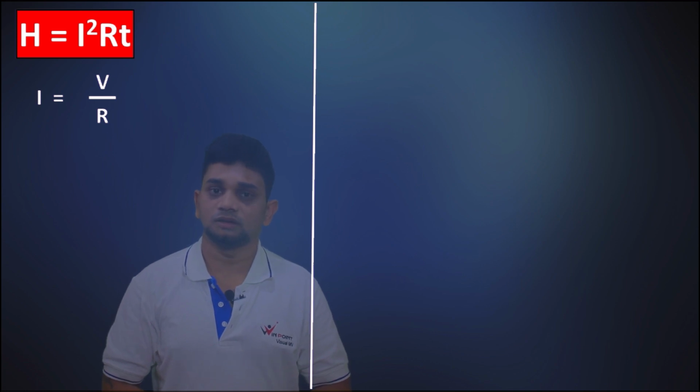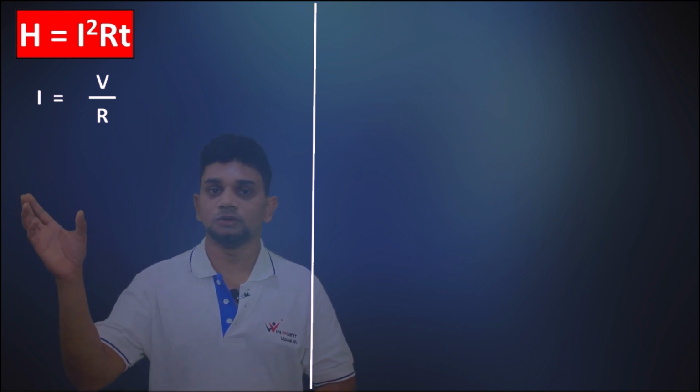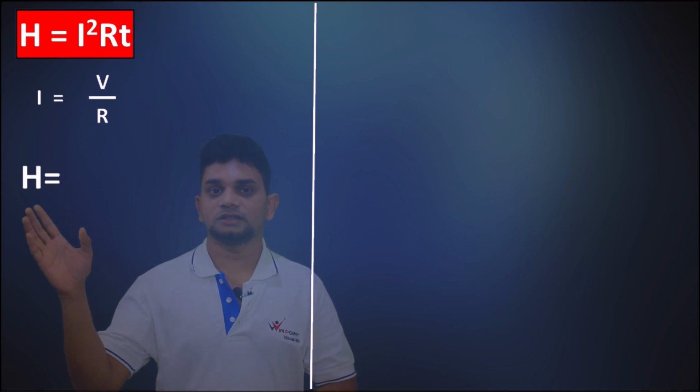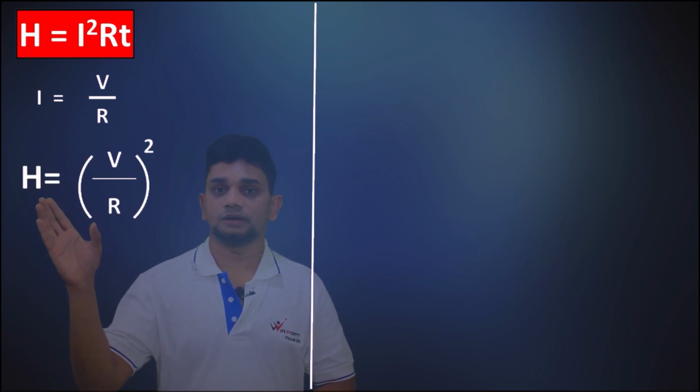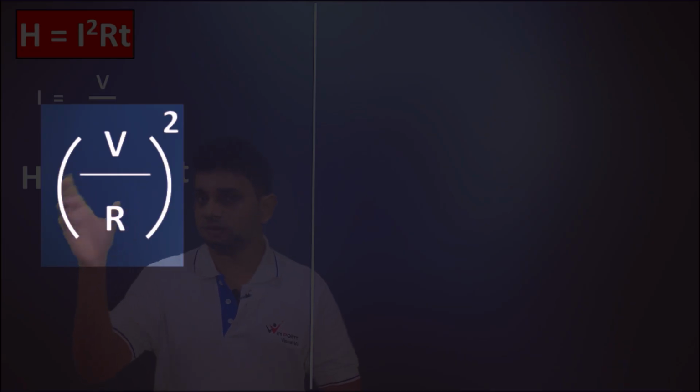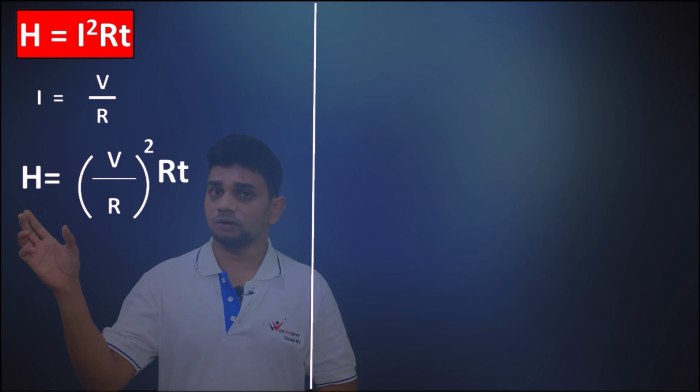So what will be the new equation? H equal to, instead of I square, we are giving V by R. So it will be H equal to V by R whole square, instead of I, into R into T. We are going to give that square inside the bracket. What will be the equation?